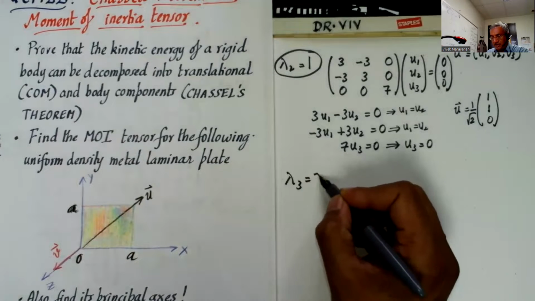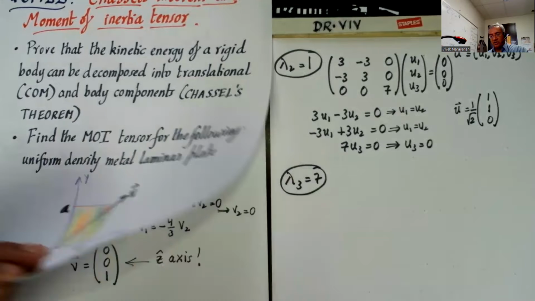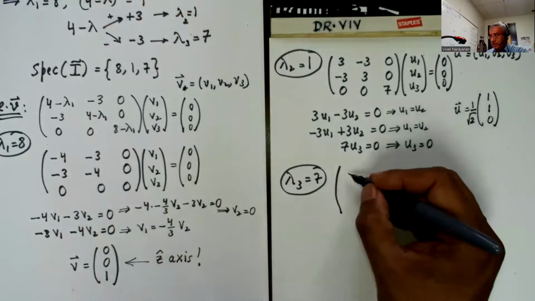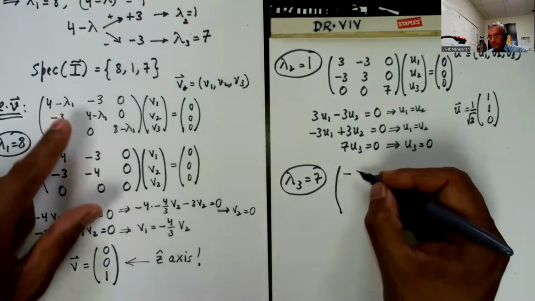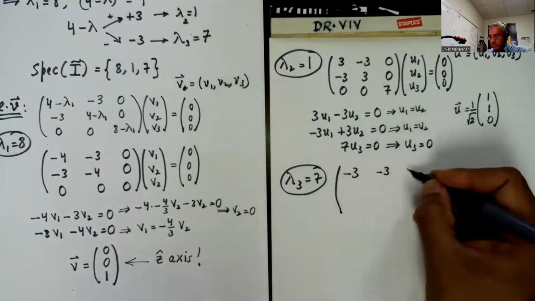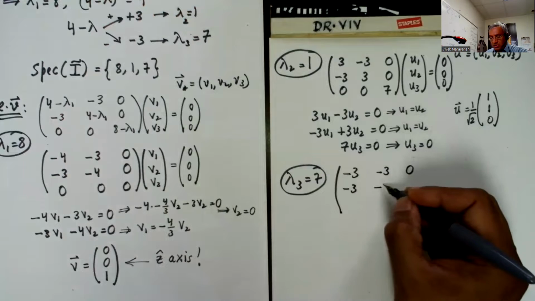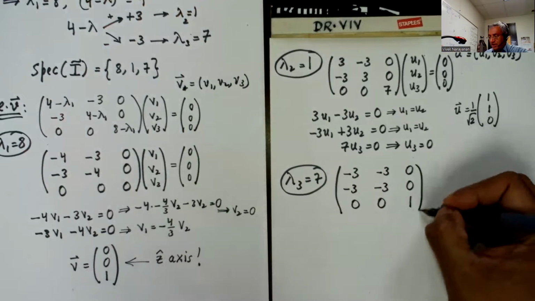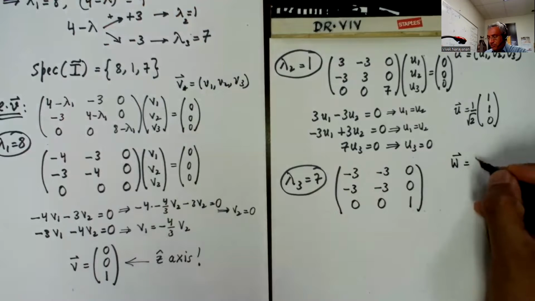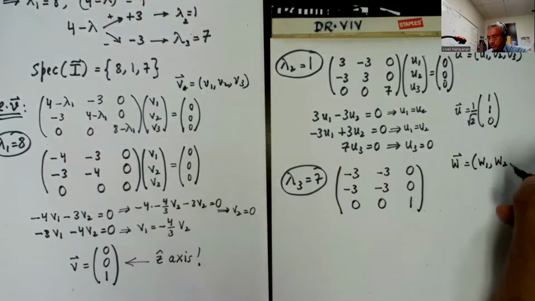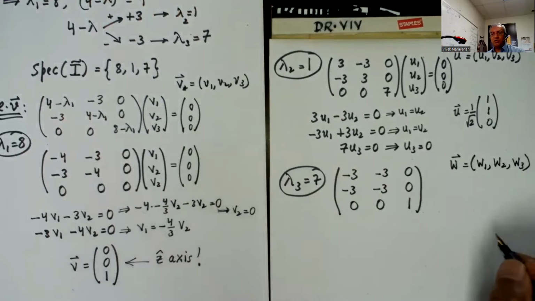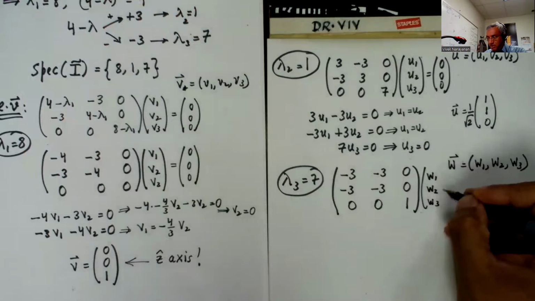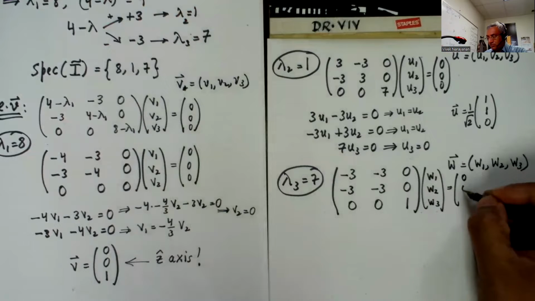Lambda 3 equals 7. So back to the drawing board, put lambda equals 7 over there, and I'm going to get 4 minus 7, which is negative 3. And then 8 minus 7, which is 1. And this eigenvector I'm going to call W with components W1, W2, and W3. So that times W1, W2, W3 must be equal to 0, 0, 0.